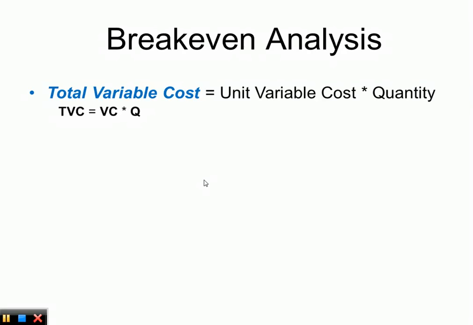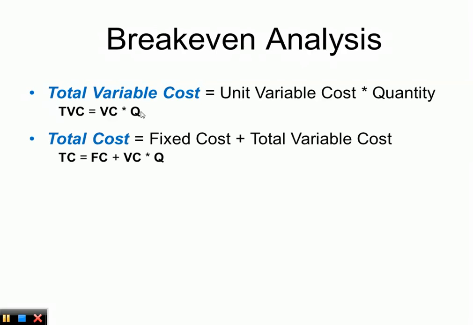Break-even analysis uses total variable costs, which are found using an equation where we have the product of unit variable cost multiplied by the quantity. It can be written as TVC, which stands for total variable cost, equals VC, meaning the unit variable cost, times Q, the quantity. Similarly, we can compute total cost. Total cost includes not only total variable cost, but also the fixed cost. So total cost would be fixed cost, FC, plus VC multiplied by Q, because that's our total variable cost.